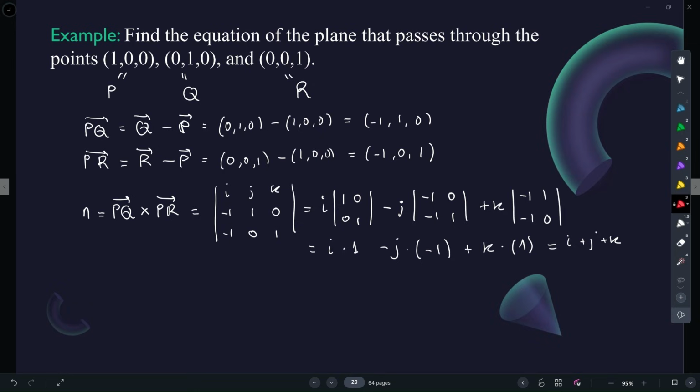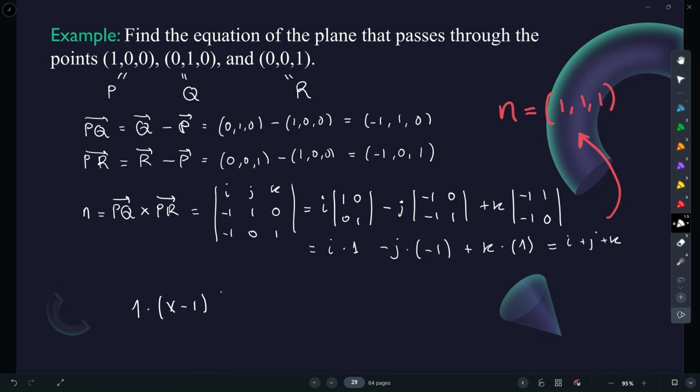So what we get here is that the normal vector we were looking for is just the vector 1, 1, 1. So now I can find the equation for my plane by using the normal vector and a point. Let's pick P, 1, 0, 0, and therefore the equation for the plane will be 1 times x minus 1.